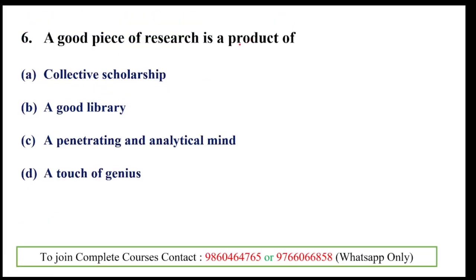Moving to the next question. Here the good piece means research in an empirical manner, or a valid research. The piece of valid research is a product of which of the following? So here, the collective scholarship, that's wrong. A good piece of research is not based on collective scholarship. A good library, that is also wrong, because research cannot be used as a library procedure. It is used to increase knowledge, but not as a good library.